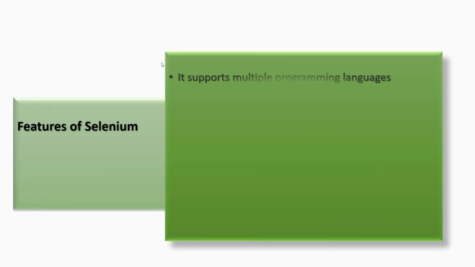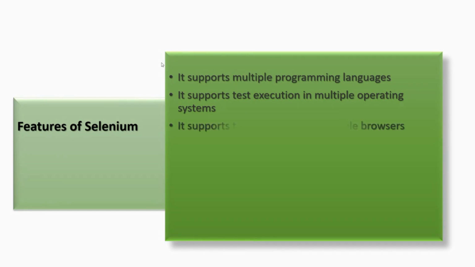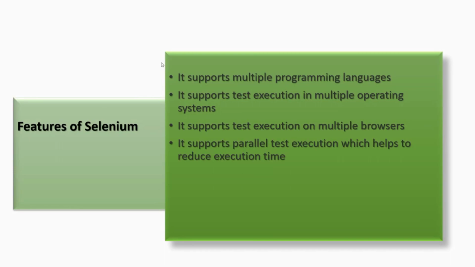Features of Selenium. It supports multiple programming languages like Java, Python, C#, Ruby, Perl, PHP, JavaScript, R, Objective-C and Haskell. It supports test execution in multiple operating systems such as Microsoft Windows, Mac OS, Linux. It supports test execution on multiple browsers such as Chrome, Firefox, Safari, Opera, Edge. It supports parallel test execution, which helps to reduce execution time. High integration compatibility. Test scripts interact directly with browsers.